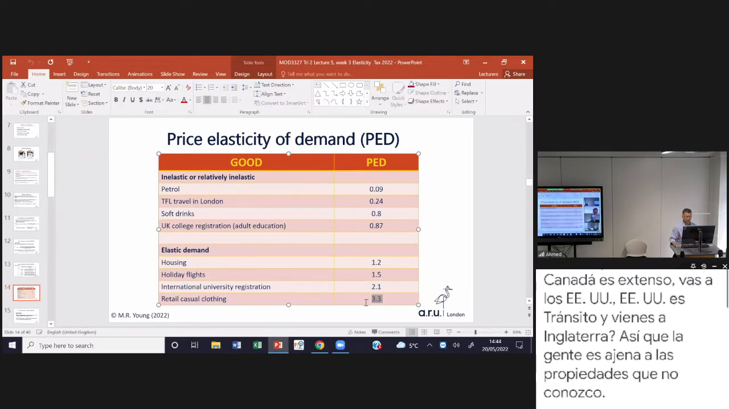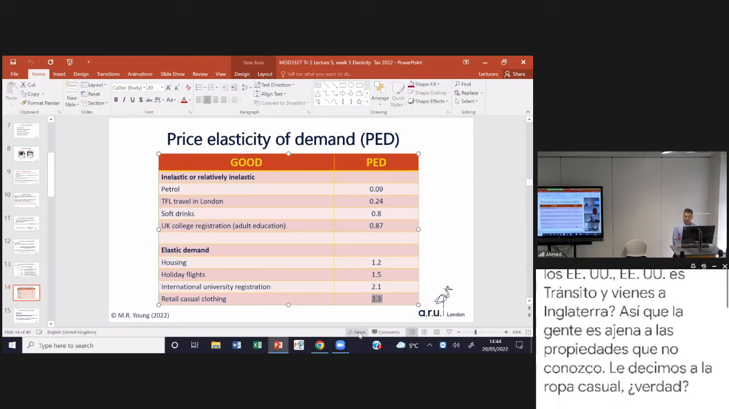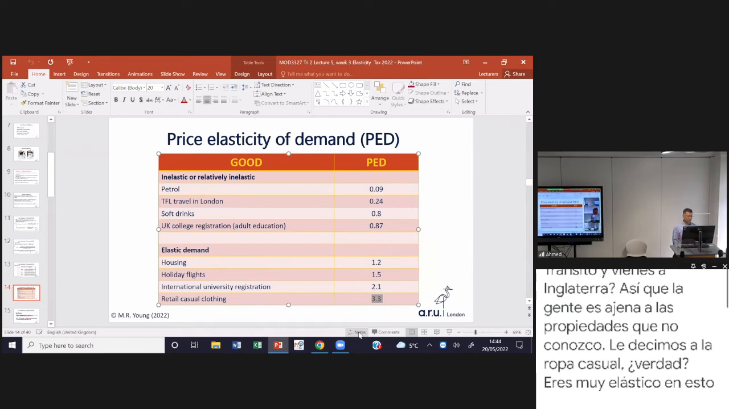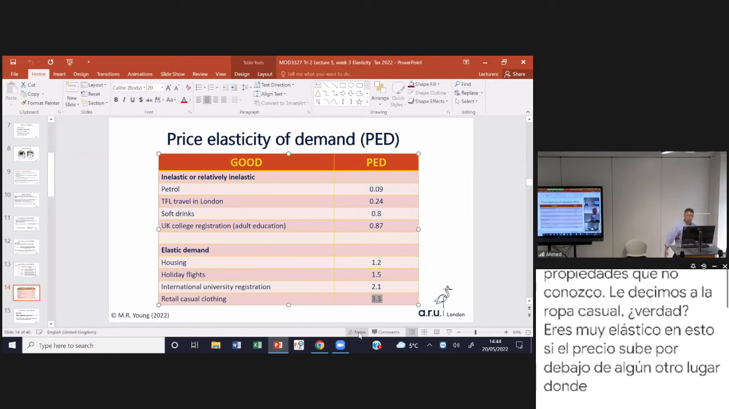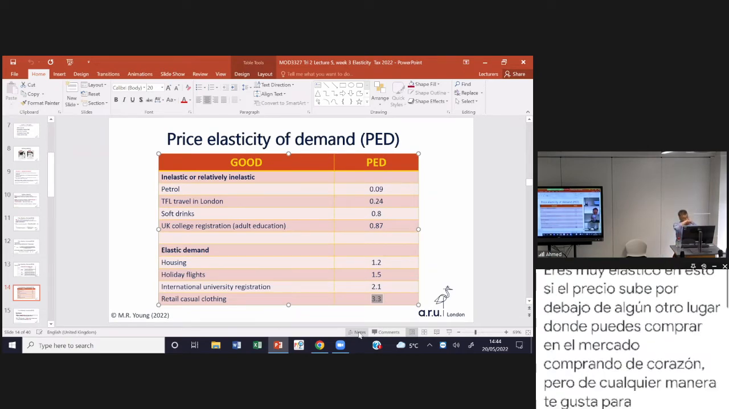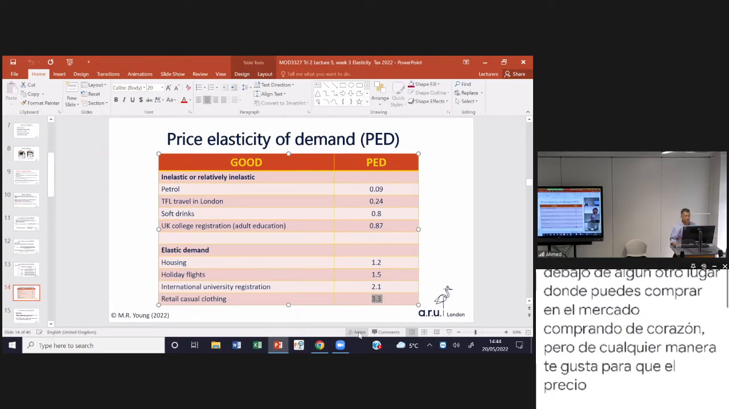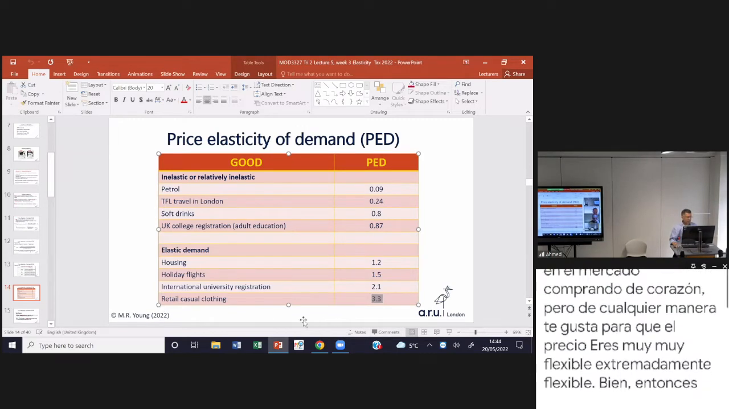Retail casual clothing, right? You're very elastic on this. If the price goes up, I'm going to go somewhere else. You can buy it in a market, you can buy it in Primark, you can buy it anywhere you like. So if the price goes up, you're very, very flexible. Extremely flexible, okay? So this gives you some idea of where you are inelastic and where you are elastic.